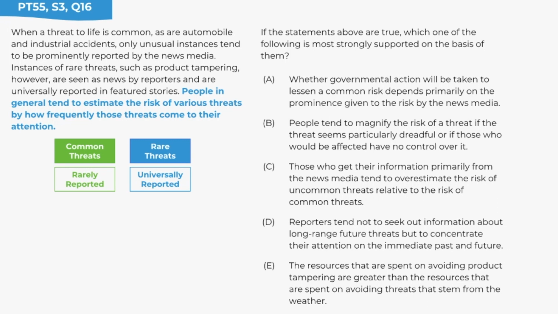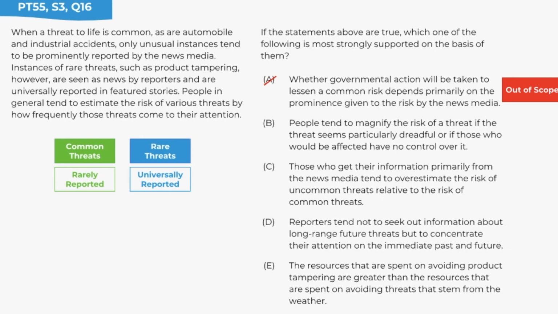So if we look at answer choice A, it says that whether governmental action will be taken to lessen a common risk depends primarily on the prominence given to the risk by the news media. So answer choice A does include something about what the news media is doing, but it's also about governmental action. And there's nothing in these statements that suggests anything about governmental action. So we can simply dismiss A as being out of scope.